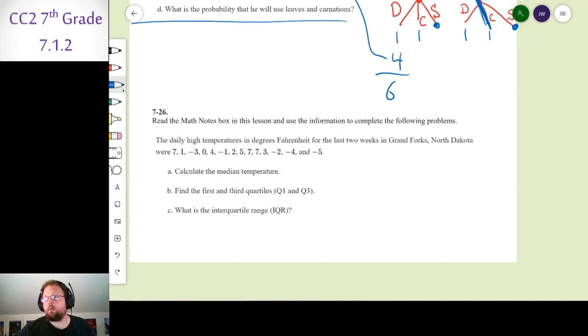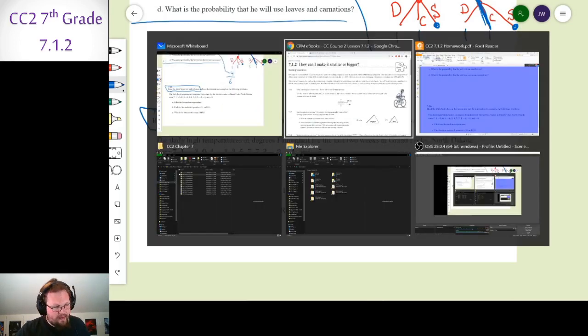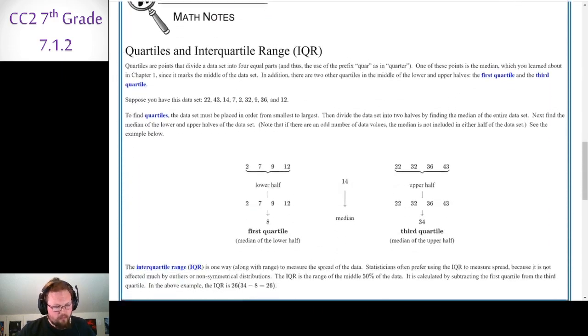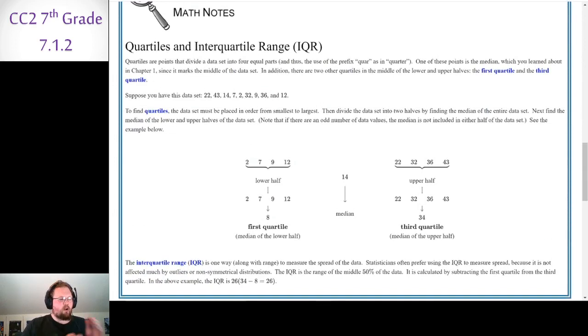7-26 is going to remind or work with you on some old statistics information. And the idea is, first of all, it says read the math notes box in this lesson. So please go read the math notes box in that lesson. This is meant to be a review topic where you are finding the quartiles and the interquartile range.